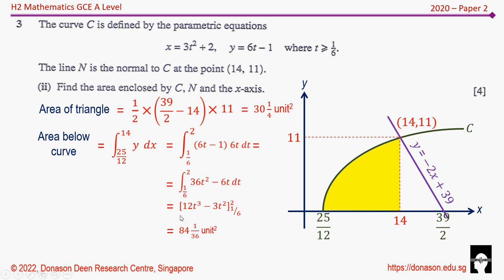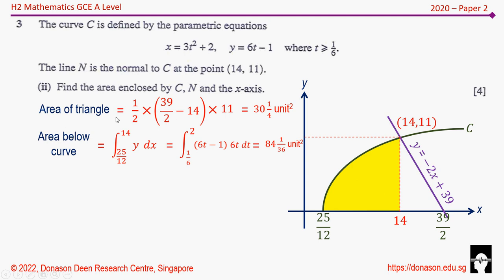And of course, due to the insufficiency of space here for explanation or to show you the complete working, I have jumped steps and I have just put in 84 and 1/36 unit squared, and that is this yellow area which I have shaded here for you. This is the area below the curve.